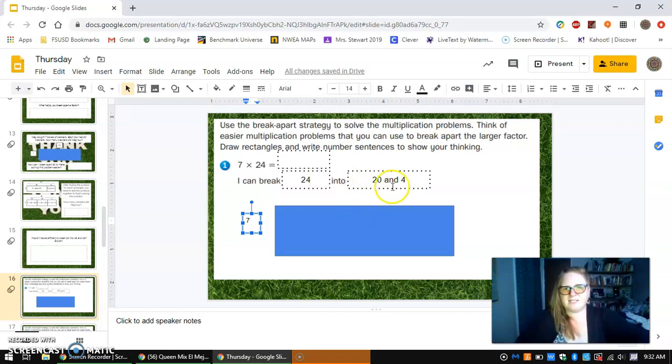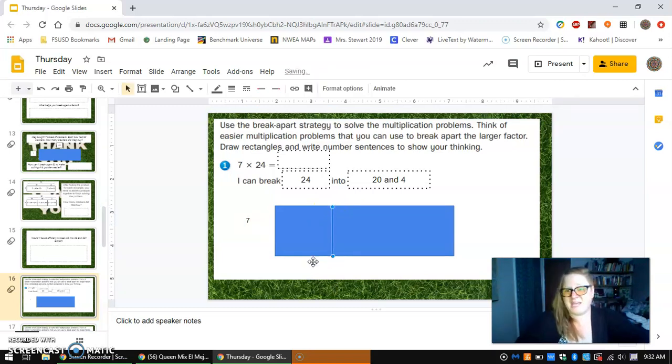And I still need to split this up. So I'm going to split up the 20 and the 4. The 20 should have more than the 4 side, so I'm going to make this right here. This does not have to be accurate at all. That is not our priority. Our priority is making sense of these problems.